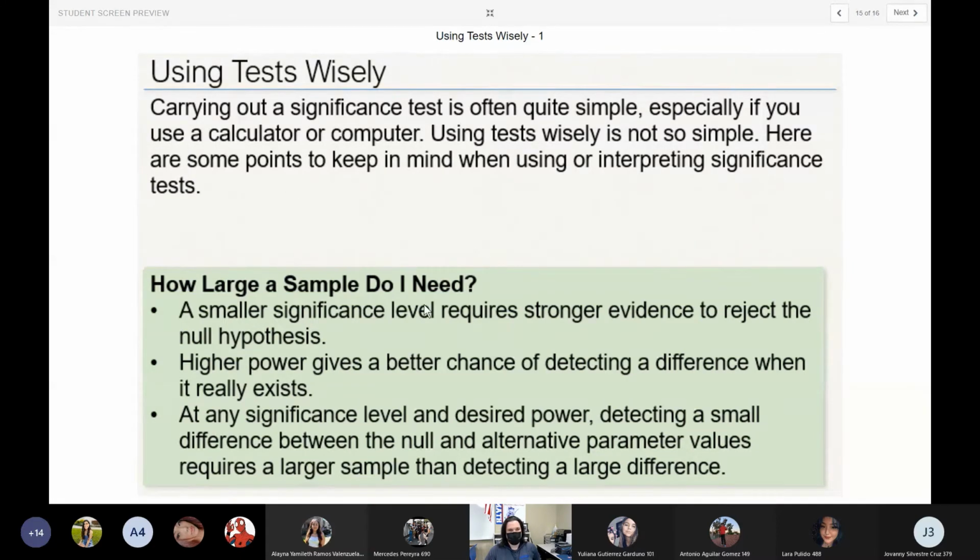How large a sample do I need? A smaller significance level requires stronger evidence to reject the null hypothesis. Higher power gives a better chance of detecting a difference when it really exists. At any significance level and desired power, detecting a small difference between the null and alternative parameter values requires a larger sample than detecting a large difference. So if the differences are much smaller and we want to know whether or not it's significant, we need a larger sample.